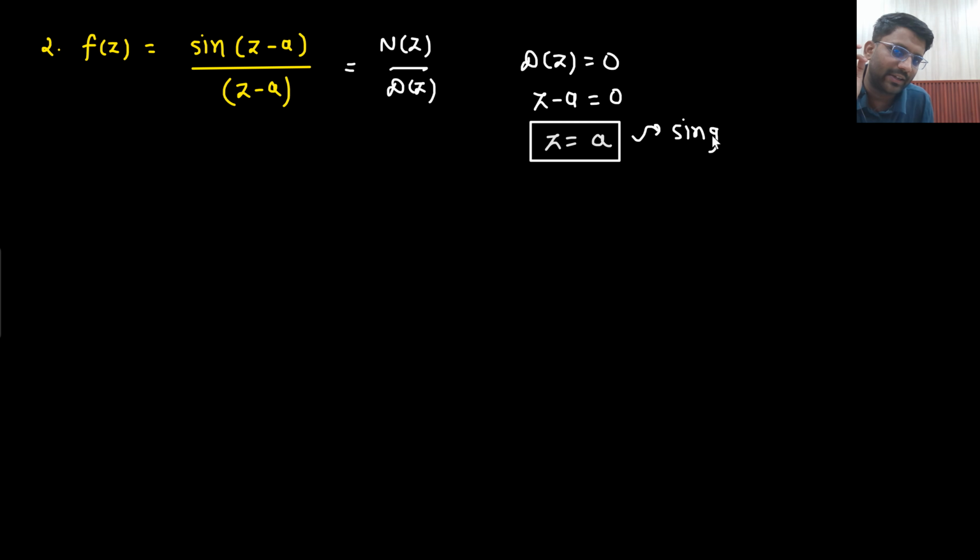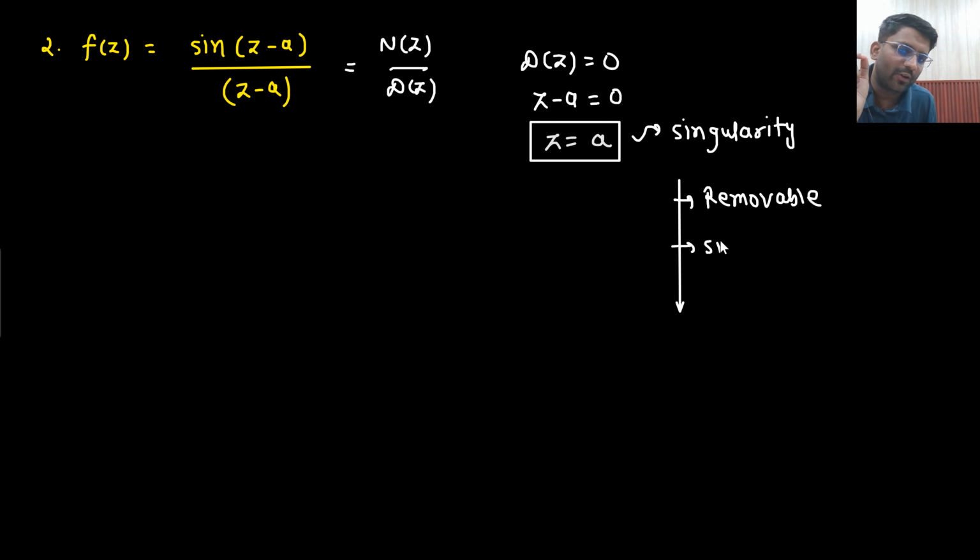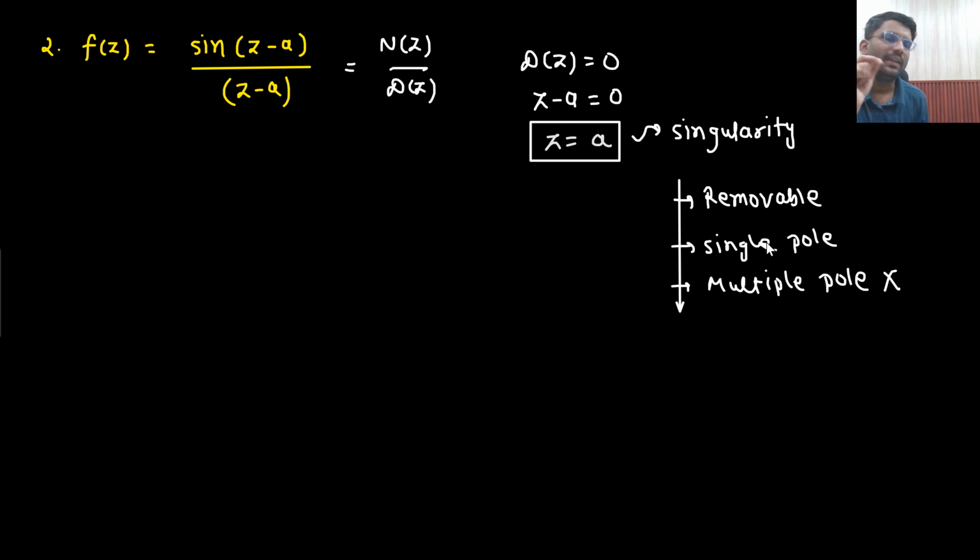But what kind of singularity is it? Sir, since you have found the singularity by putting the denominator equal to 0, either it could be removable, or it would be a simple pole. It cannot be a multiple pole. Why is that so? Because it is occurring only once, so it cannot be a multiple pole for sure. Is it a single pole?